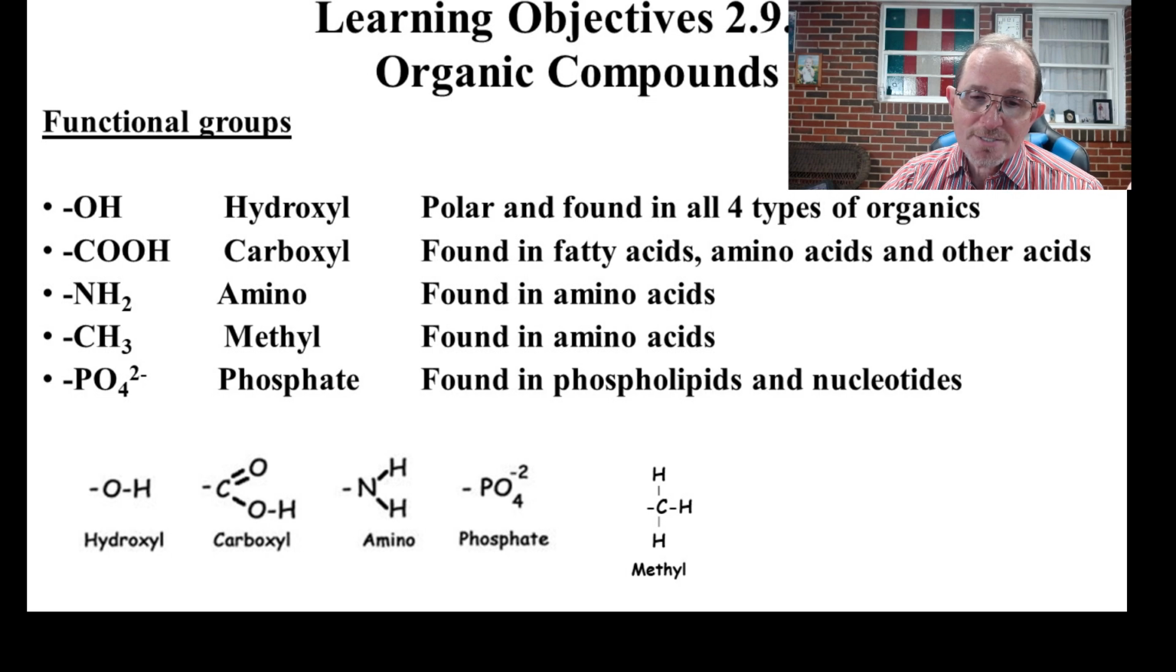The methyl group, you remember methane was CH4. If instead of having 4 hydrogens, I have 3 and I bond to something else, we call that methyl. And then the phosphate group, this guy is charged. He has got a -2 charge. In other words, he's got 2 extra electrons. And he is very polar. We're going to find him in the nucleotides. We're also going to find them in the cell membranes, but you know, we'll get to that.